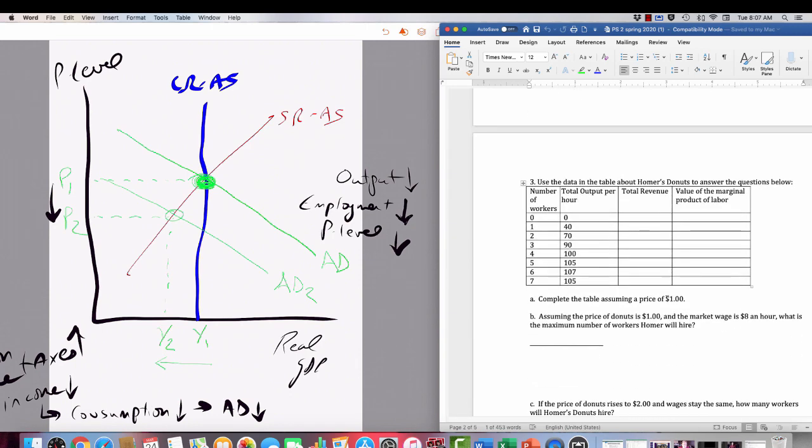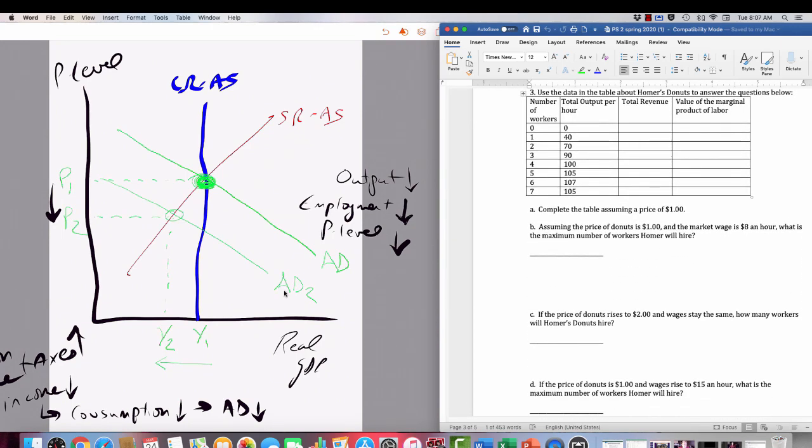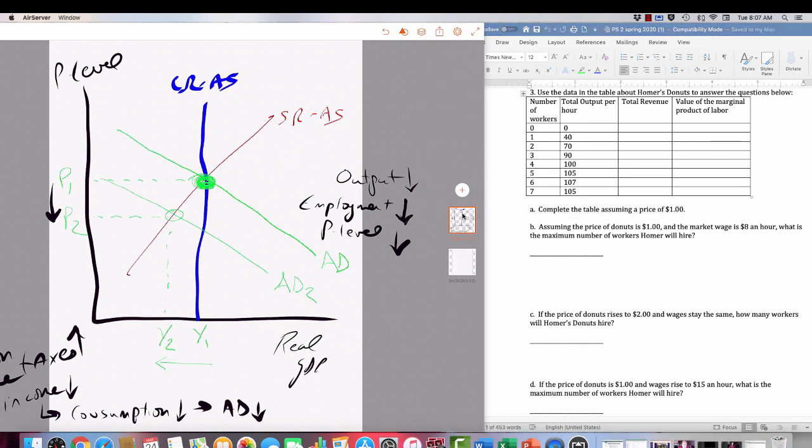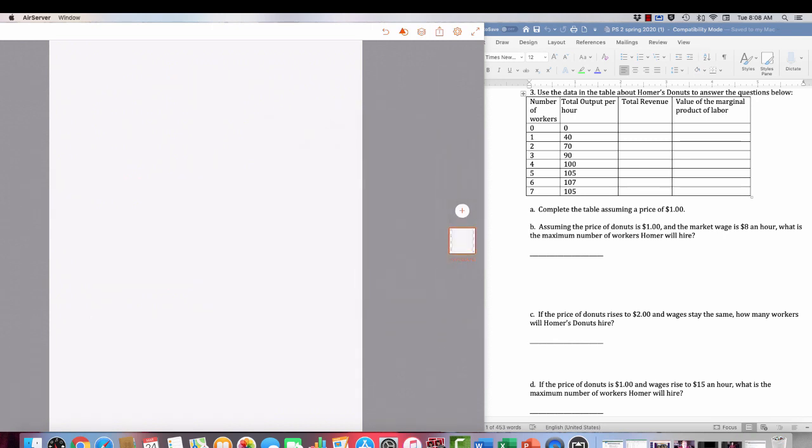All right, let's move on to question 3. Question 3 is dealing with something we talked about before, spring break. So you're going to have to go back a little ways on this one. In this question, we are asked to use the data to answer the following questions about Homer's Donuts. So we have a column for number of workers, a column for output, a column for total revenue, and a column for the value of the marginal product of labor.